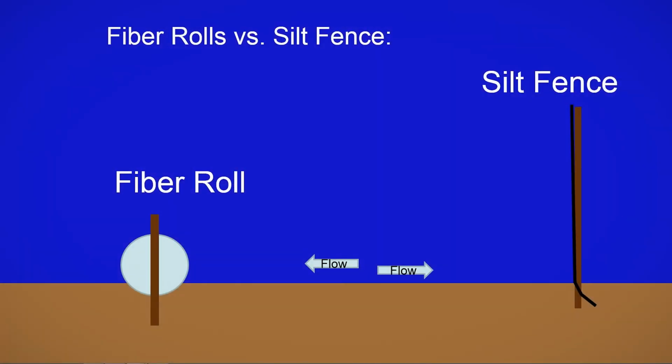Many times there's misconception between fiber roll and silt fence. When do I use them? And we get a lot of questions like that. You know, is it whichever's cheaper? Whichever one's on sale at Home Depot? When do you use them? I mean, aren't they the same?